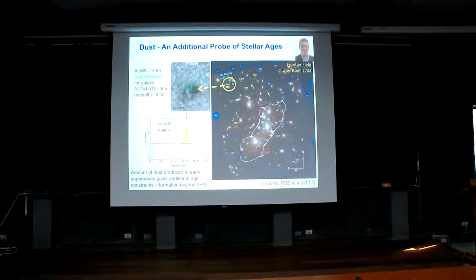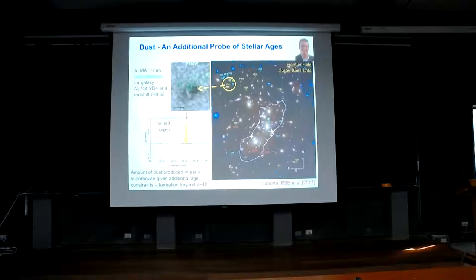So my postdoc, Nicholas Laporte, detected dust in another lensed object. This green contour is the thermal glow from this galaxy. This is the Hubble image beneath it. And this object, we know the redshift of this object because we see a line from oxygen. It's at a redshift of 8.38.